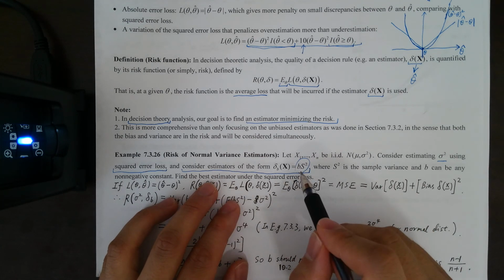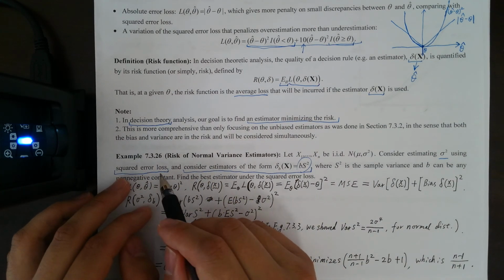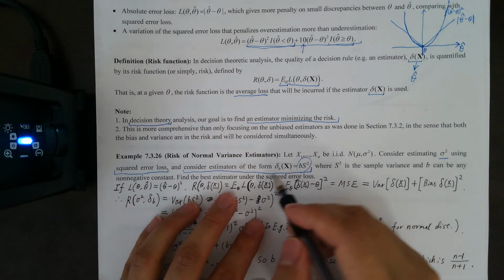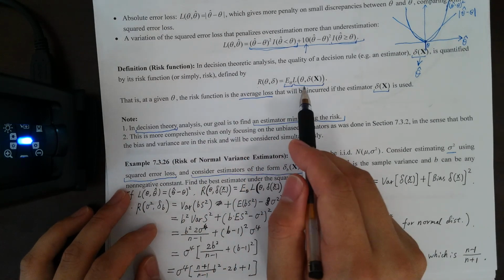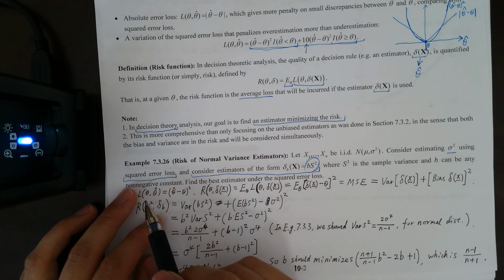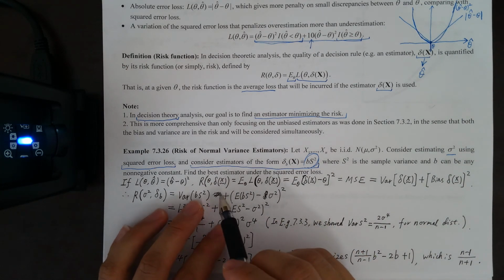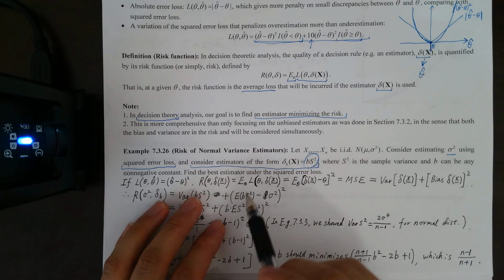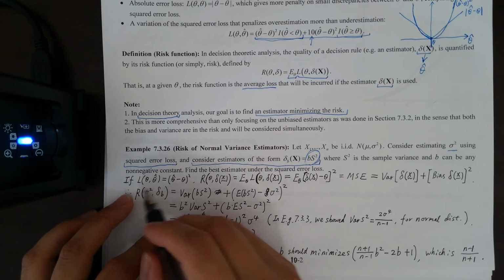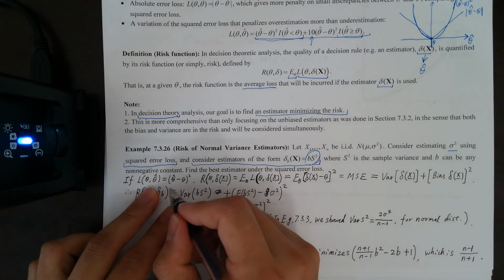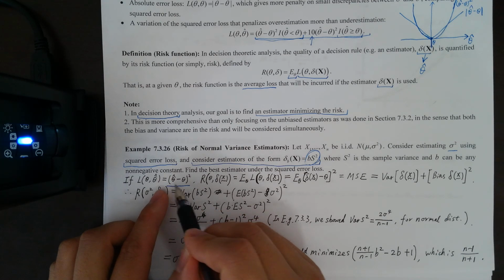We want to find the best estimator of this form for the population variance sigma square under the squared error loss. In other words, we want to find the estimator of this form that minimizes the risk under the squared error loss. To solve this problem, we first need to write out the form of the risk. Here our loss function L is the squared error loss, which is the square of the difference between theta hat and theta.